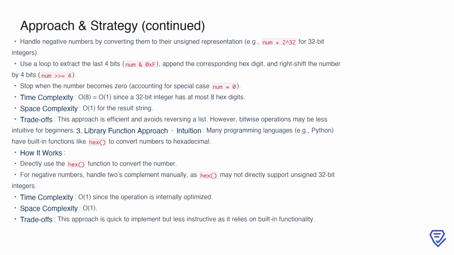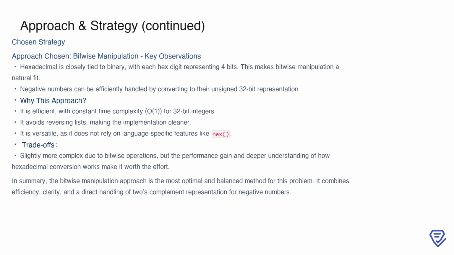While this method avoids the need to reverse lists, it might seem less intuitive to beginners due to the use of bitwise operations. Lastly, there is the library function approach, where we simply use built-in functions like Python's hex to perform the conversion. This is the easiest to implement but doesn't provide much insight into the mechanics of hexadecimal conversion. We have chosen the bitwise manipulation approach as the most effective strategy for solving this problem.